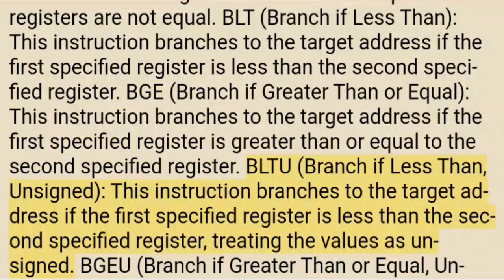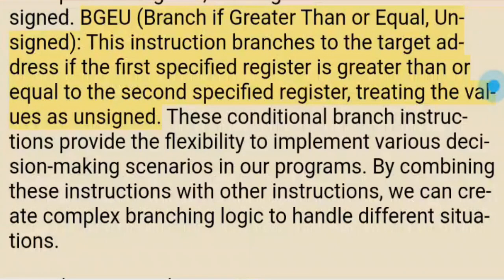BLTU, branch if less than, unsigned: this instruction branches to the target address if the first specified register is less than the second specified register, treating the values as unsigned. BGEU, branch if greater than or equal, unsigned: this instruction branches to the target address if the first specified register is greater than or equal to the second specified register, treating the values as unsigned.